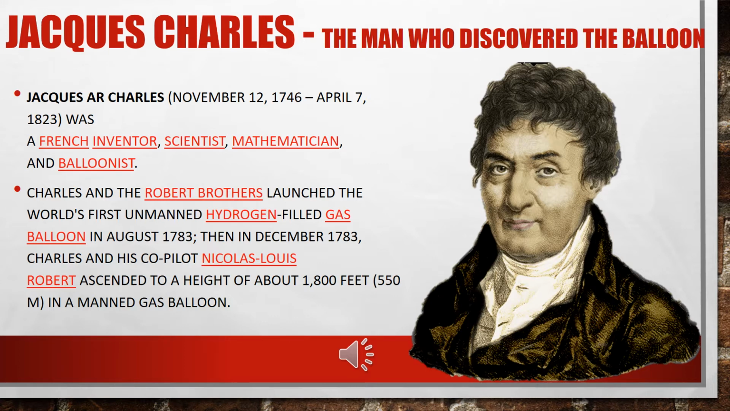Now, Jacques Charles is not named in the poem, but he's the man who discovered the balloon, and he was a Frenchman, and he and the Robert brothers launched the first unmanned hydrogen-filled gas balloon in 1783. So the man who discovered the balloon refers to a French scientist. So again, you get that very Eurocentric white view of history.